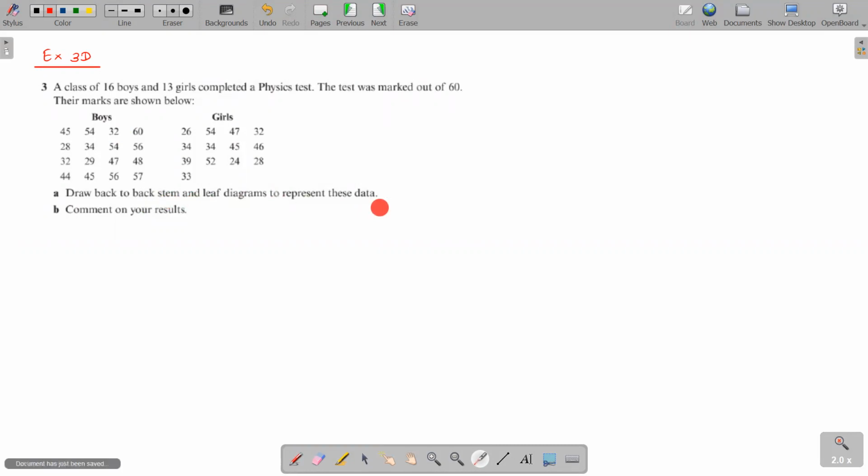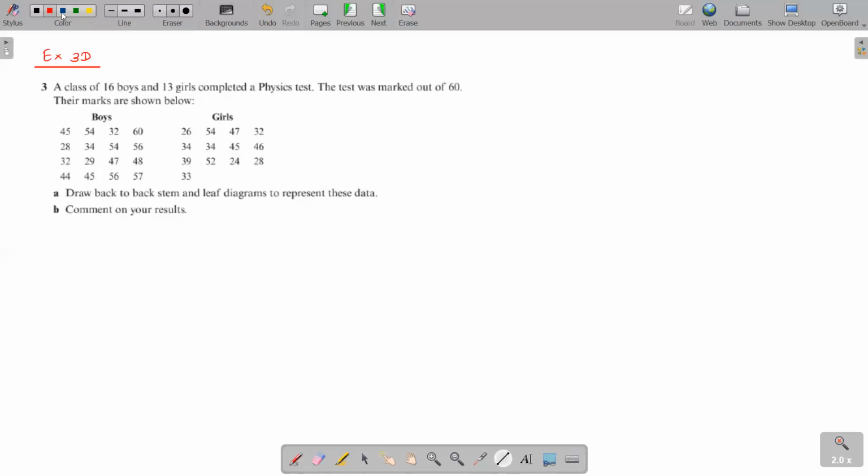Now, in the previous questions, you recall, we drew normal stem and leaf diagrams, right? First we drew the ones where the leaves were not ordered, where you just draw the data as it is and enter it into the stem and leaf diagram, and then you draw the ordered stem and leaf diagram. Okay, that's not the thing here. In here, they're saying to draw back-to-back stem and leaf. What do you mean by back-to-back stem and leaf? In back-to-back stem and leaf, you'll be entering two sets of data, not just one set of data.